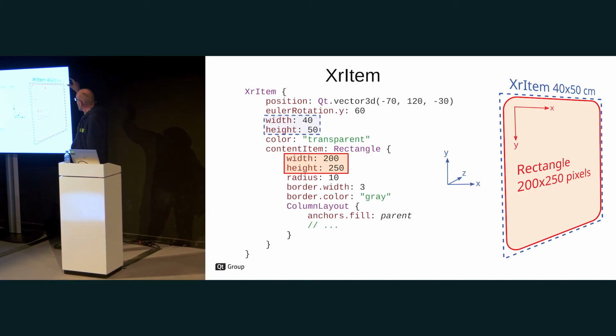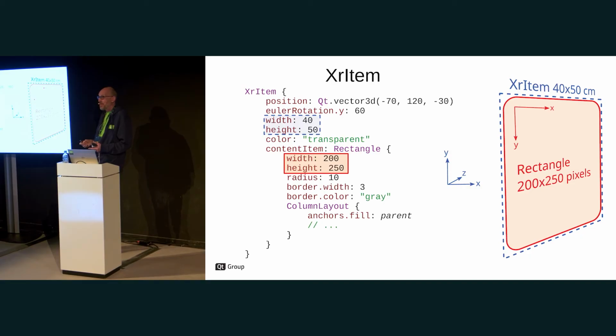So you can see the XR item is positioned and rotated in 3 dimensions. The content item is specified in two dimensions. And some people find this confusing, but it's not any more difficult than if you have a monitor which is 3,800 pixels wide, and it's also 50 centimeters wide at the same time. It's just 2 different systems of measurement.